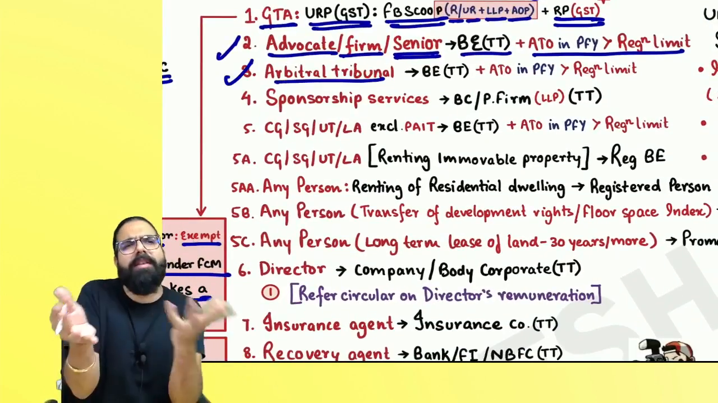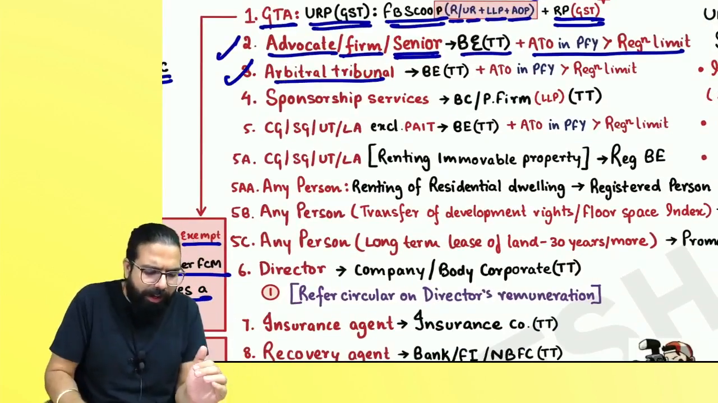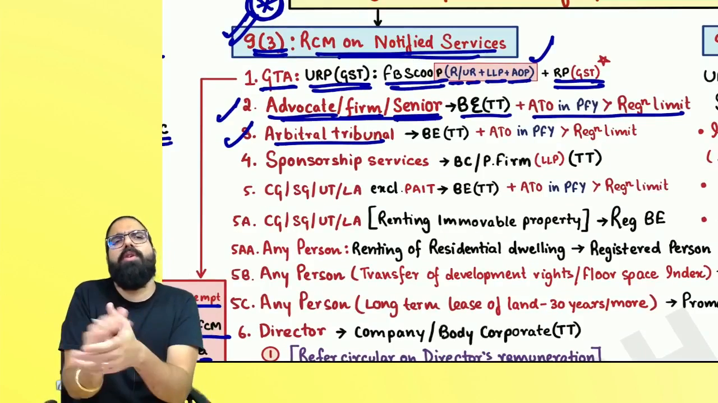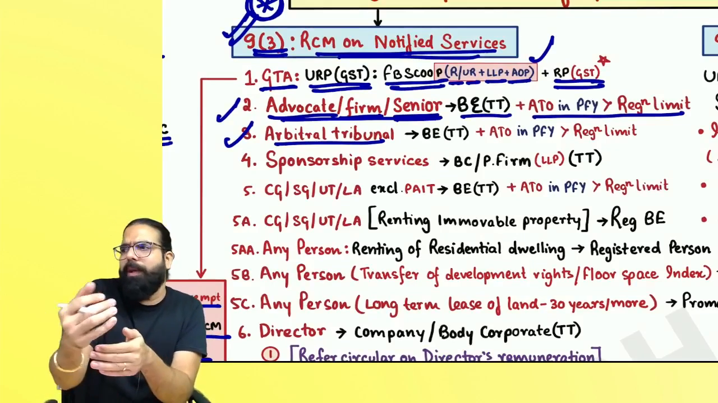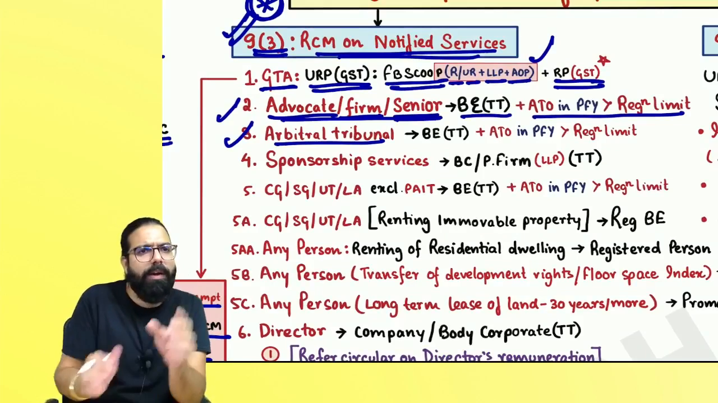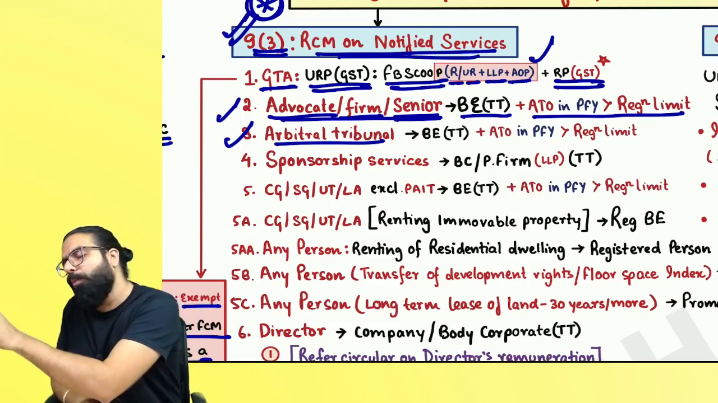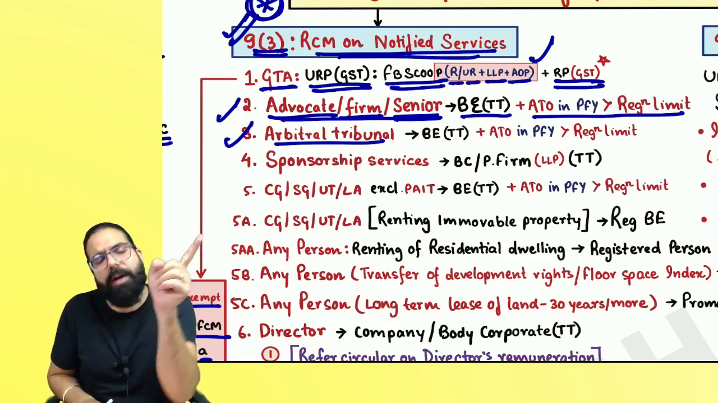The next one over here is, in all other scenarios, if advocate, firm of advocate or senior advocate give services to an individual, in all those scenarios it will be exempted. Can I go ahead, everyone? Remember, if it is given to a business entity whose last year turnover is more than the registration limit, only then GST will come under RCM.